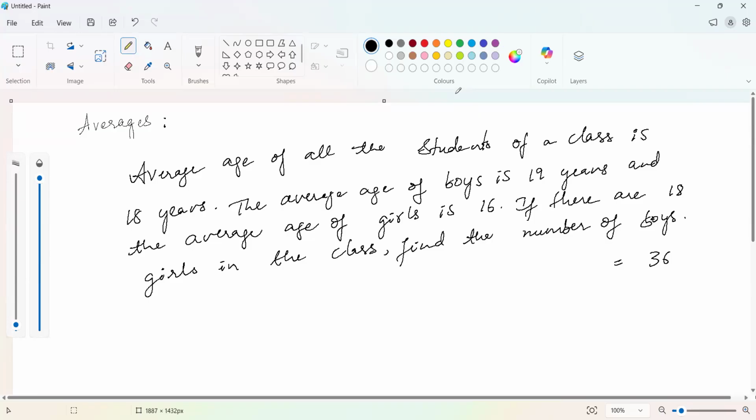So try it at home also once. I have given you the answer. You try it at home once. If you don't get it, you ping me. I'll send you the explanation in written format. Okay.